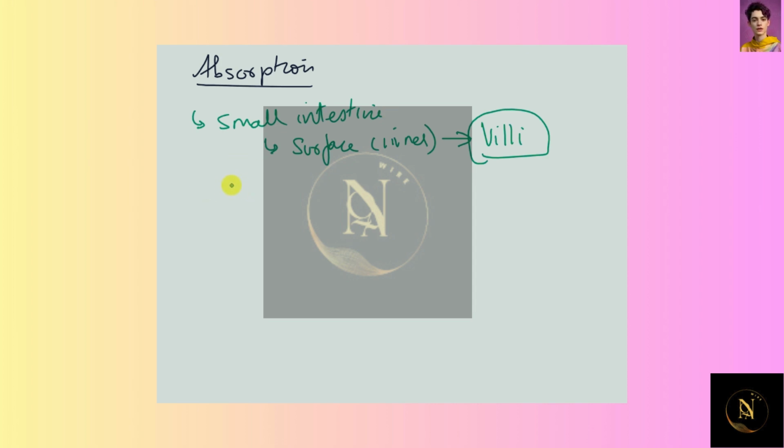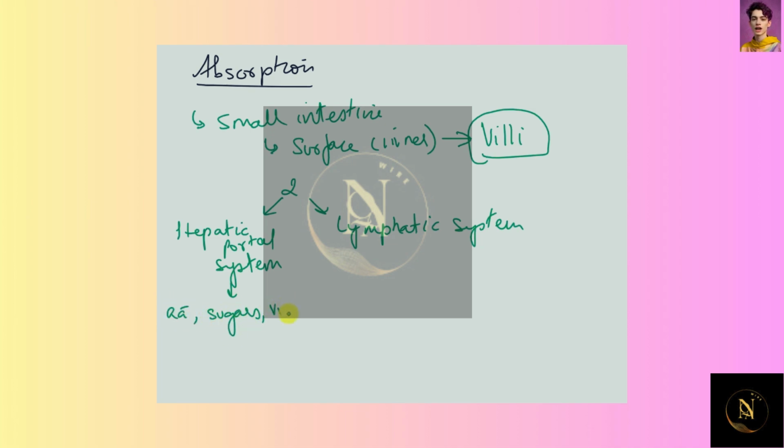And there are two ways by which the digested food is absorbed. One is the hepatic portal system, and the other is the lymphatic system. Substances such as amino acids, sugars, vitamins are absorbed via the hepatic portal system, and that is through the liver, whereas fatty acid and glycerol are absorbed through the lymphatic system.